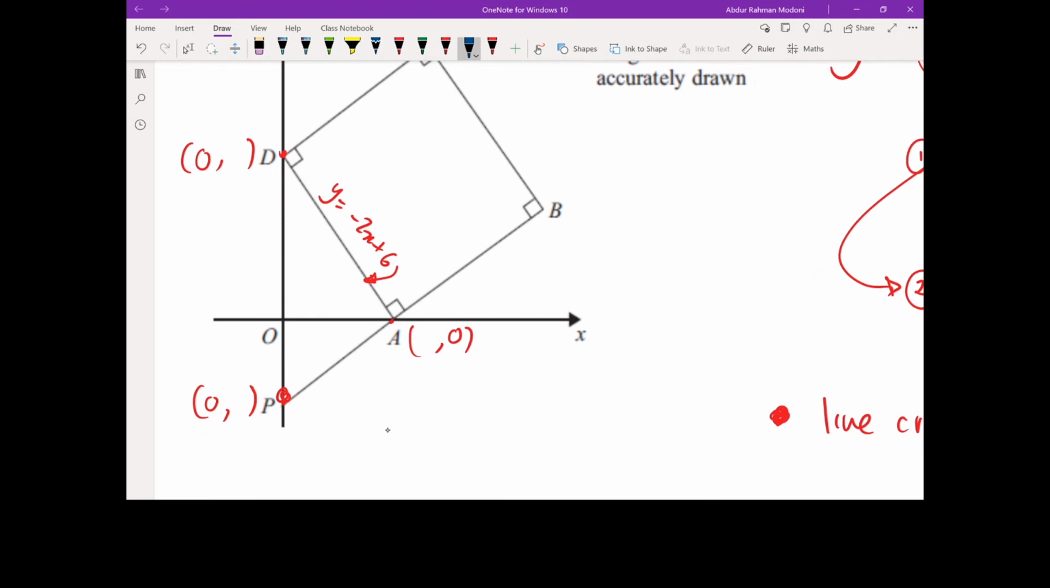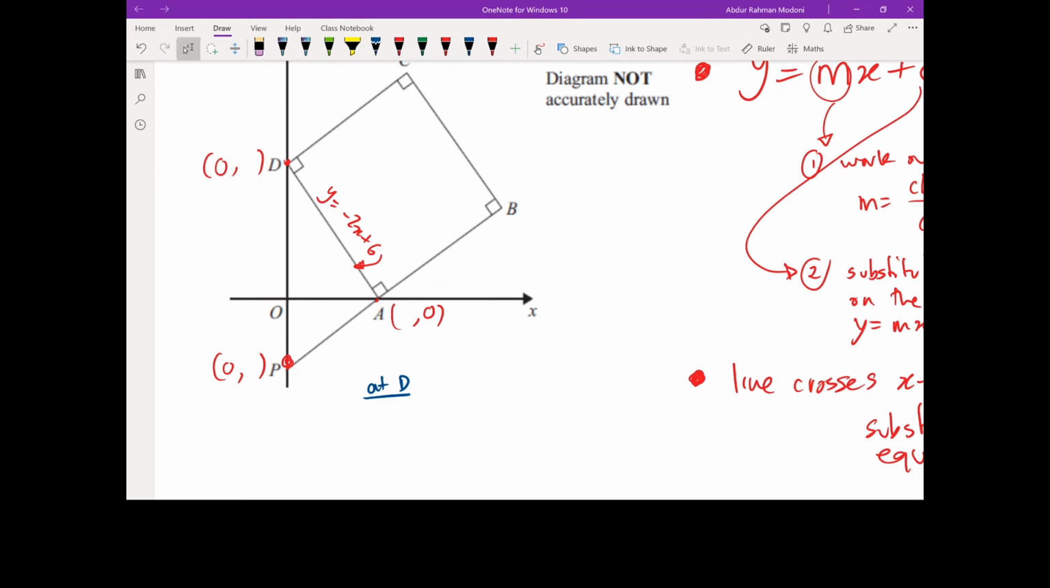So what do we know about D? At D, what can we say? X is 0. So we can say y is equal to -2 bracket 0 plus 6. Y is equal to 6 at D. So the coordinate is 0, 6. We can go and add that onto our diagram.